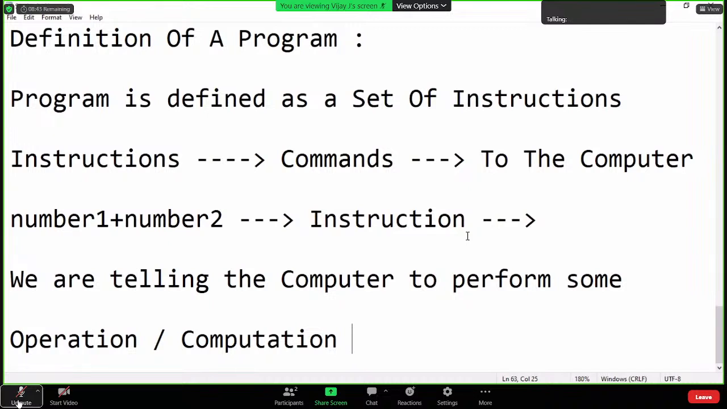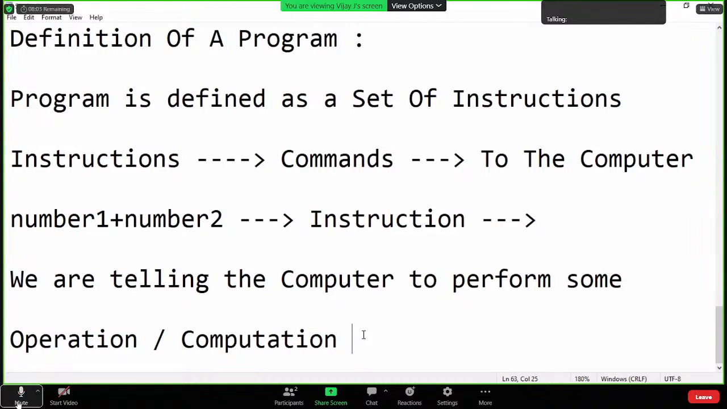What is a computer capable of? We know that a computer is capable of performing computations. Okay, but how is it performing these computations? What a programmer should do is simple. A programmer has to give some set of instructions. For example, here I have one instruction like number 1 plus number 2. Is that clear? Okay, so what is a program? A program is defined as some set of instructions. But who is running these instructions? These instructions are run by your computer. Is that clear?